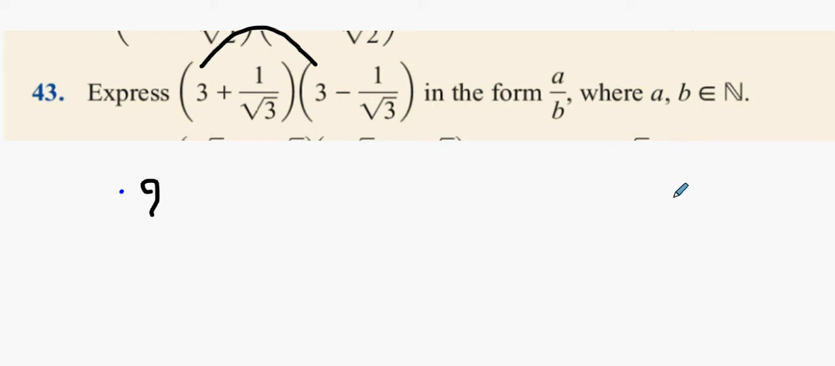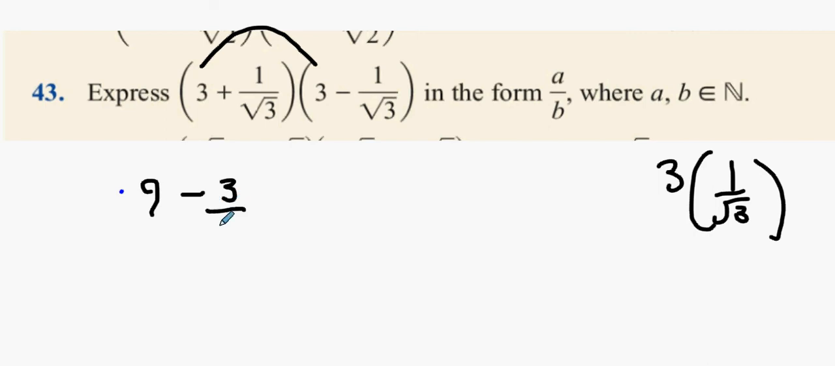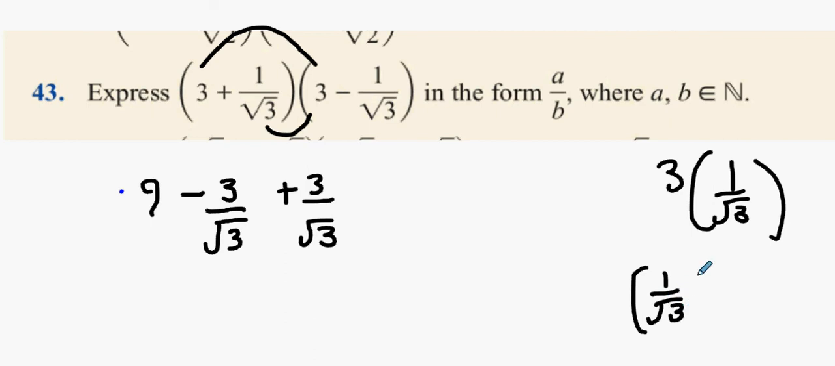That's an interesting one. Let's try it out. 3 times 1 over root 3. So what do you think I'm going to get? Minus, it's a minus, my fault. Minus 3 over root 3. The next one is 1 over root 3 multiplied by 3, which is 3 over root 3. Finally, 1 over root 3, which is a plus, multiplied by minus 1 over root 3, which is a minus. And it is minus 1 over 3. Perfect.